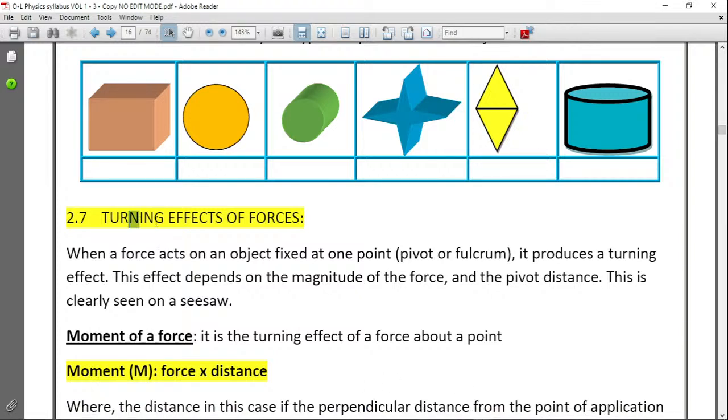Turning effects of forces. You always see these as the first questions on your question papers. When a force acts on an object at a fixed point, which is also called a pivot or a fulcrum, it produces a turning effect. This effect depends on the magnitude of the force and the pivot's distance. This is clearly seen on a seesaw.